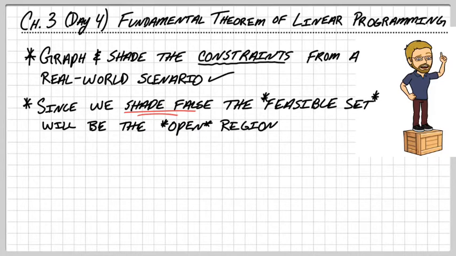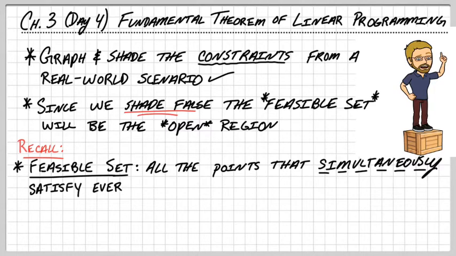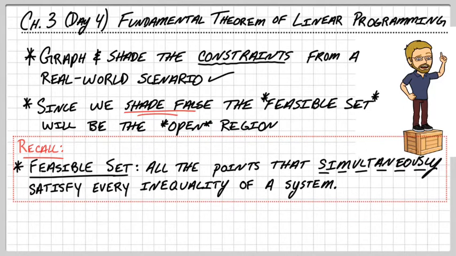And just to refresh you on what a feasible set is, it says, recall, our feasible set represents all the points that simultaneously satisfy every inequality of a system. So in other words, the region that successfully works for all of our constraints. So we've talked about what a feasible set is, and notice it says all the points that work, all the points that successfully work for our system.